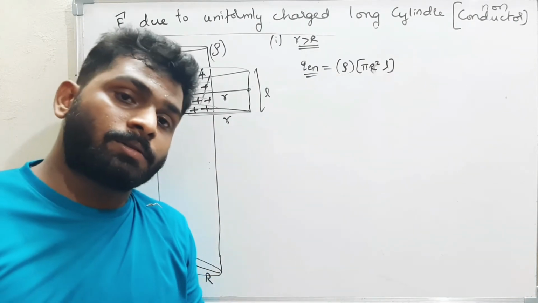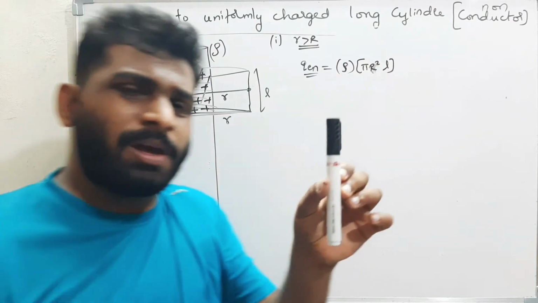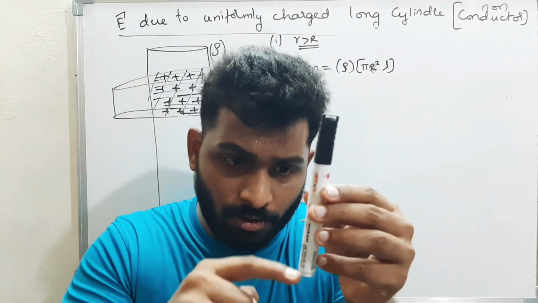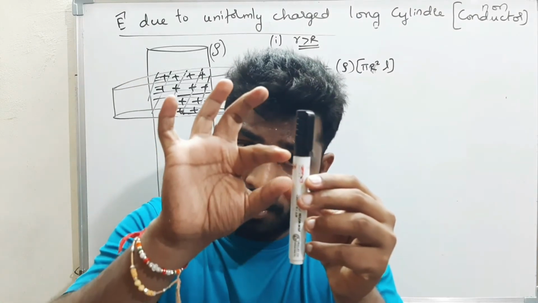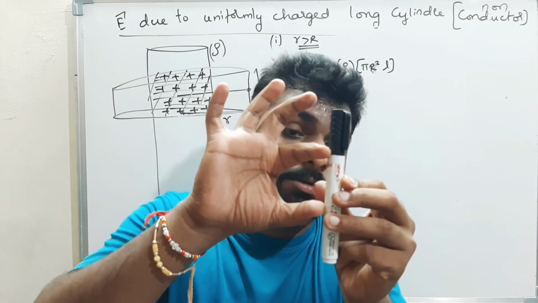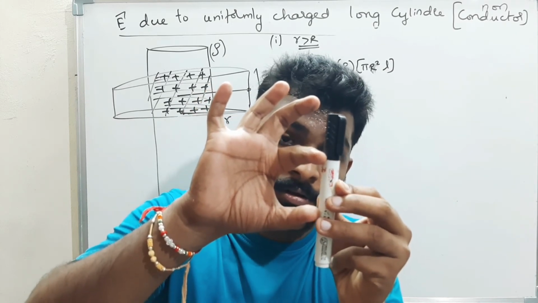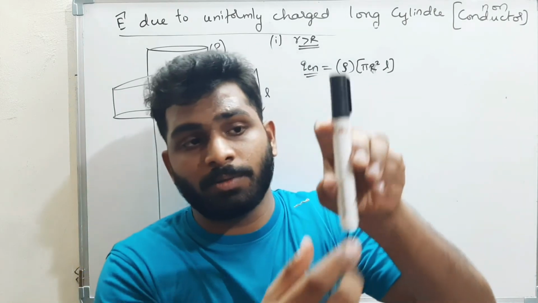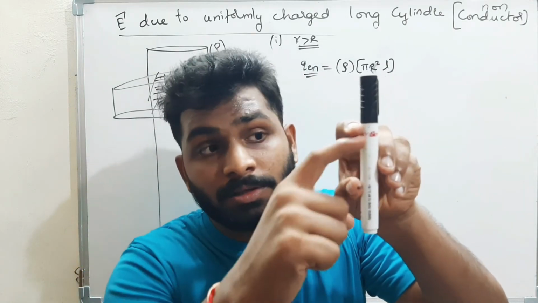I think this is clear. Simple here, nothing else. This is a whole long cylinder. I am assuming a small Gaussian surface. This is a Gaussian surface of length L. Now how much of the cylinder is present in this Gaussian surface? Only this much of cylinder is present. Now what is the charge present in this cylinder?